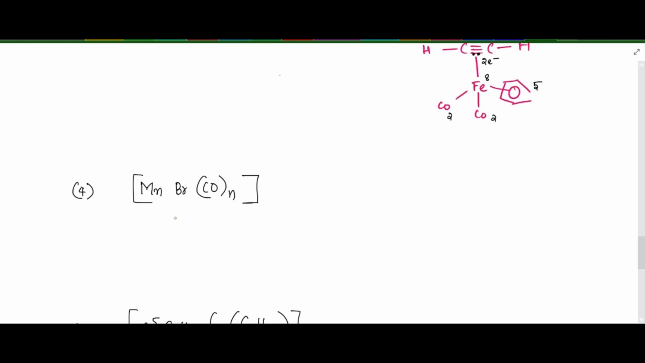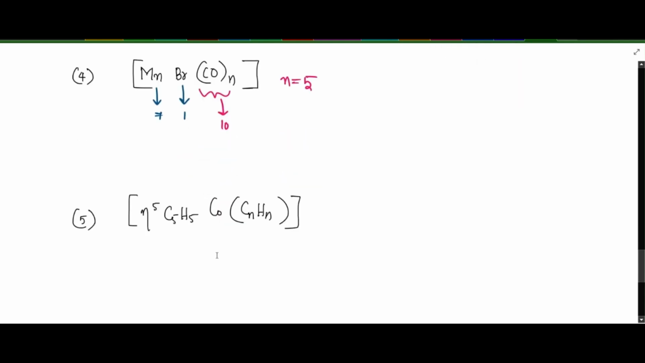Yes, so manganese is a d5 s2 system. This contributes 7, bromide contributes 1, that is 8. So the carbonyls should contribute a total of 10. Since each contributes 2, N is equal to 5. Yes. Next type of question.